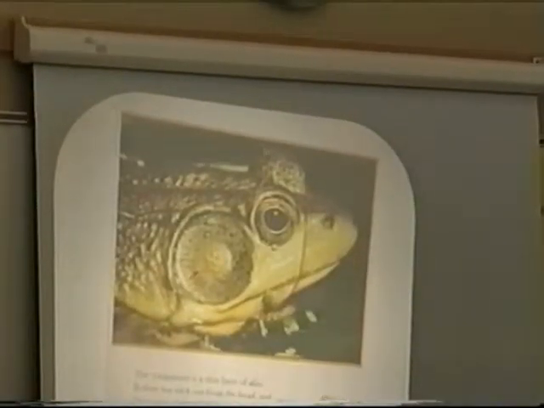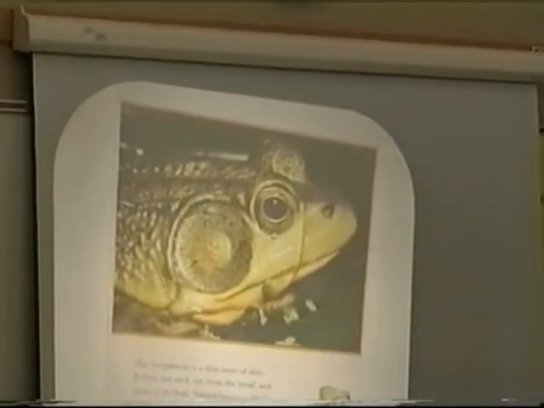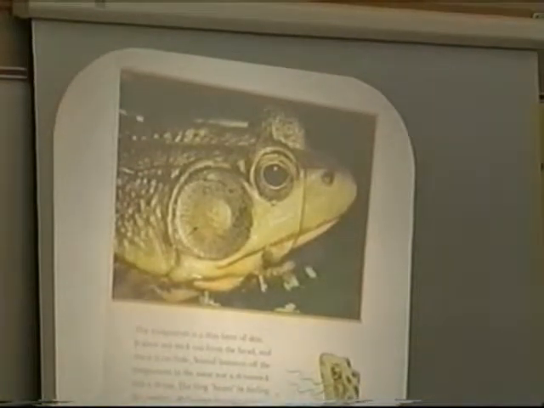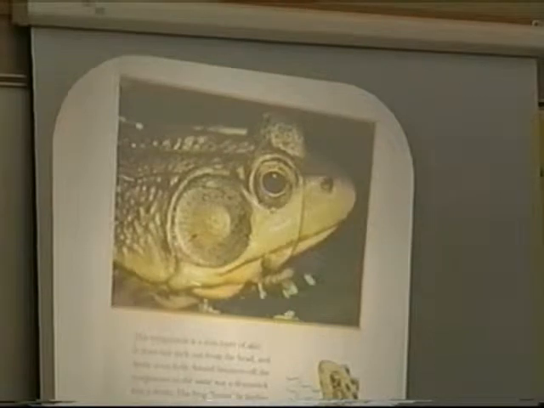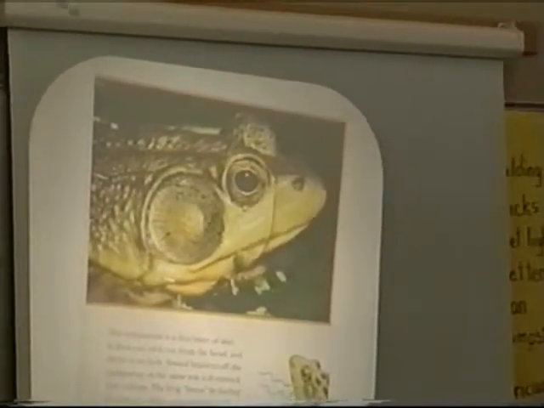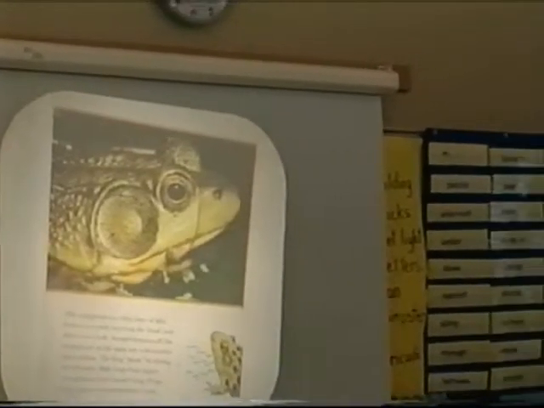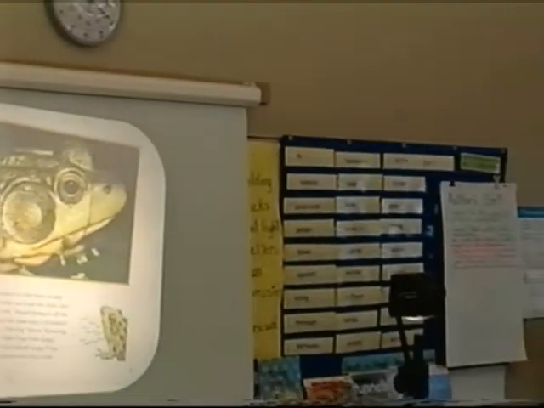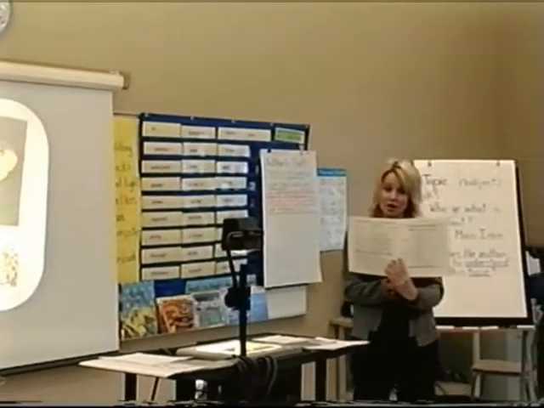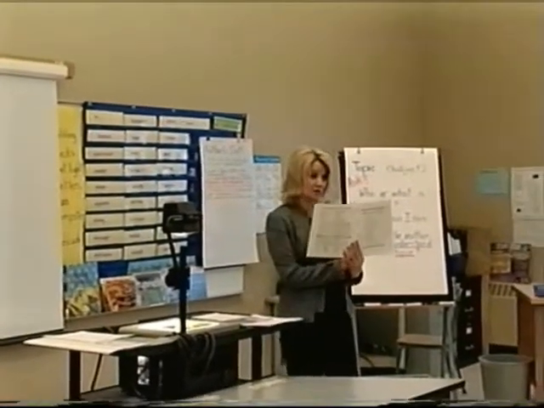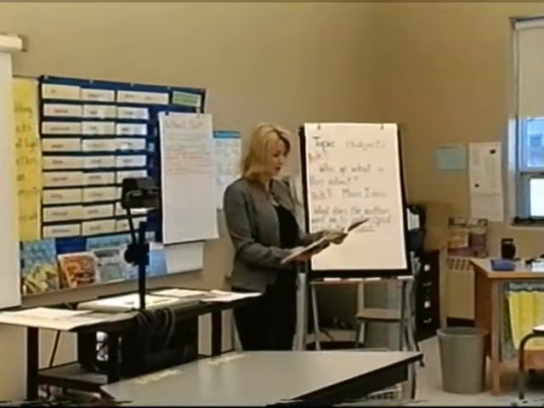So what was I thinking as I was reading that? First thing I was thinking is, what's this about? I know the book is about frogs and toads, but I also could tell from looking at the table of contents in this book, and I'll just show it to you. It says at the top, what's in this book? Okay, so it tells me that there's lots of different things about frogs and toads in this book. So what was this page all about?